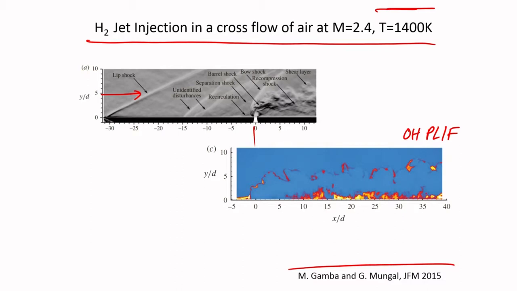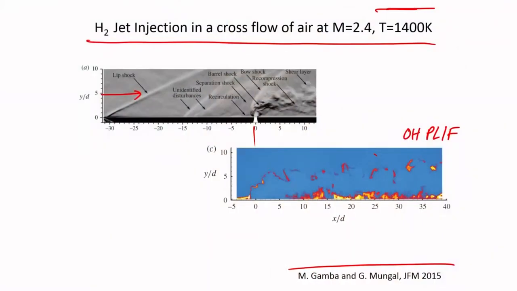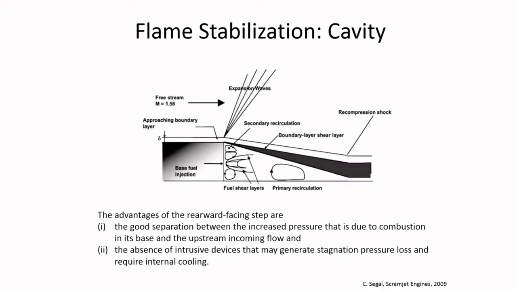So as such, that happens when the reaction time scales are much larger compared to the Kolmogorov time scales, that is when you get this kind of broken reaction zones, and people think that this is probably what is happening here. Okay, now as you see, if you just inject in this manner, it is very difficult to realize a robust flame. So that calls for a need of flame stabilization.